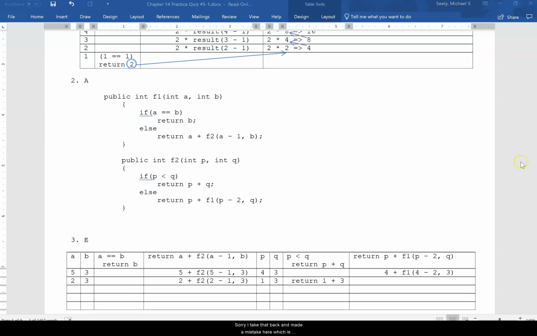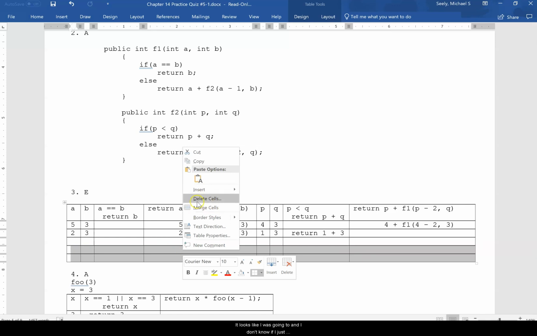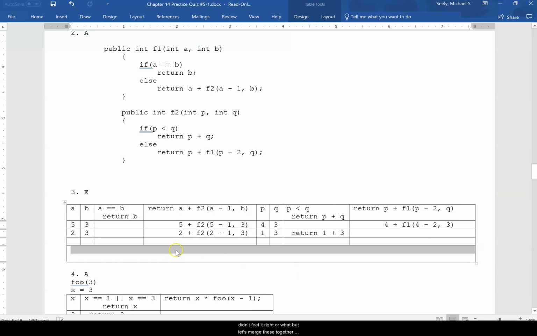Sorry, I take that back. I made a mistake here, which is weird. I didn't fill this in right. I don't know, it looks like I was going to, and I don't know if I just didn't fill it right or what. But let's merge these together.